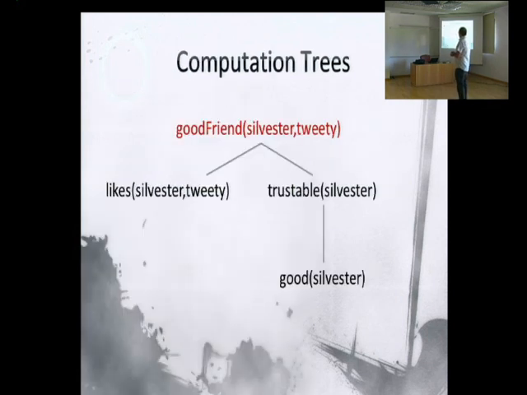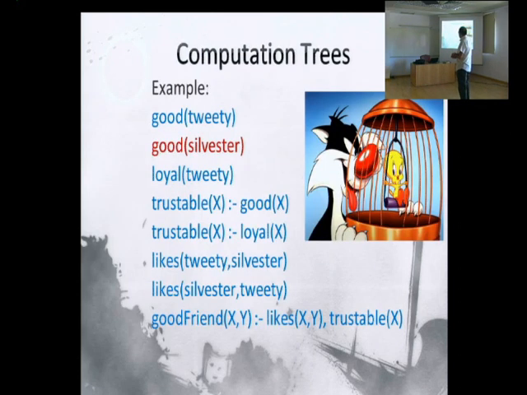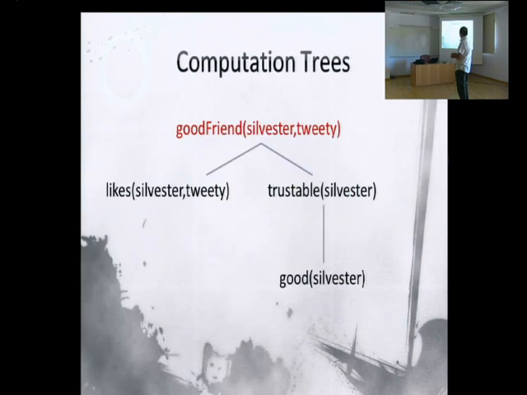We have that Sylvester is a good friend of Tweety, and this is because if we go to the program, Sylvester is a good friend of Tweety because Sylvester likes Tweety and Sylvester is trustable. So here we have the same: likes Sylvester Tweety and is trustable Sylvester, and Sylvester is trustable because he's good according to our program. This tree represents the actual computation. Now, what we need to do in declarative debugging is to check this actual computation with respect to the intended model. We already know that this is wrong because the user has detected this as the initial symptom.